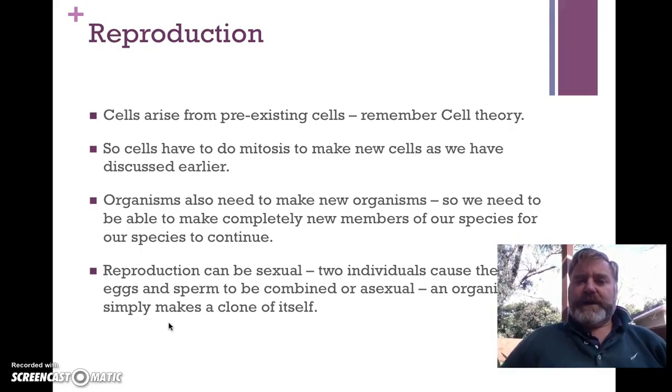Organisms also need to be able to replace themselves. So of course, the process known as meiosis makes sex cells, sperm and egg. And then we need to get those sperm and egg together in sexual reproduction to create a new member of our species. And so the success of a species is being able to replace itself.